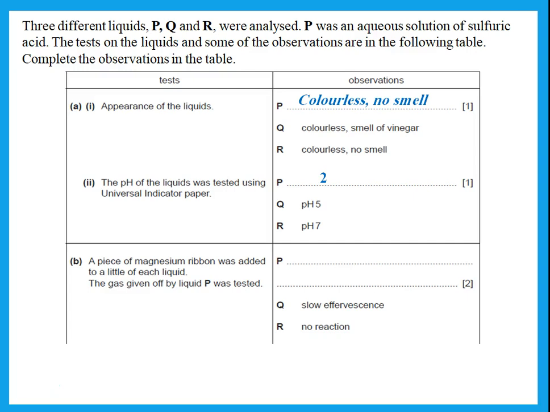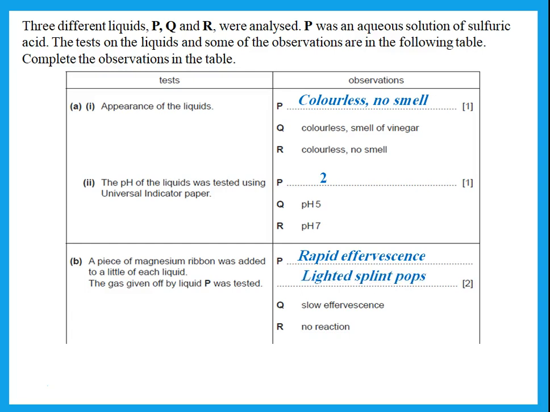Okay, a piece of magnesium ribbon was added to a little of each liquid. Now he's adding magnesium to what? P is sulfuric acid, so he's adding magnesium to acid. If you add magnesium to acid, we get rapid effervescence. Q, he wrote, gives slow effervescence. Q is a weak acid, it will give slow effervescence. So P is a strong acid, so it should give rapid effervescence. And R, there is no reaction, because R is neutral anyway, it's not an acid.